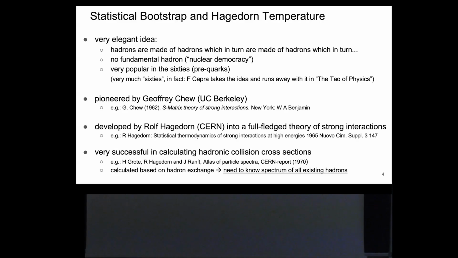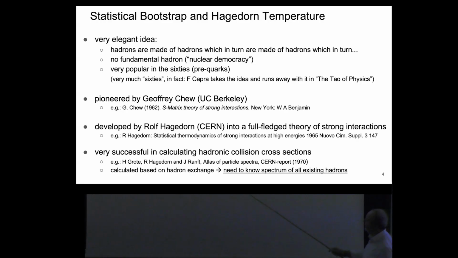This was not just a fancy idea that people were trying to make work. Rolf Hagedorn was not working in the theory division at CERN. He was working for the machine. He was working for the accelerator. So this theory was really used to calculate the processes that were needed for the machines to work. And indeed, it was very successful.